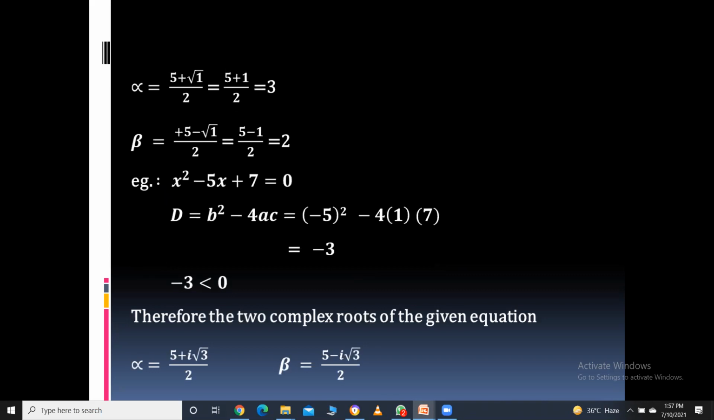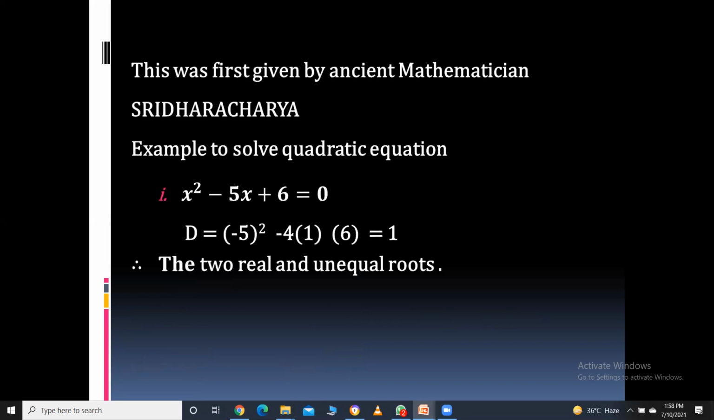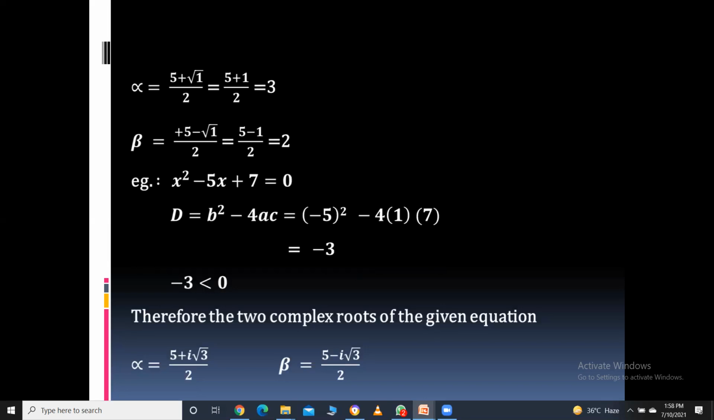In another example, x square minus 5x plus 7 is equated to 0. The discriminant comes out to be minus 3. So, as already explained, for these negative values we do not have real roots. They will have imaginary roots, that is alpha is equal to 5 plus iota under root of 3 by 2, and beta will be equal to 5 minus iota under root of 3 by 2, where iota represents under root of minus 1, which is an imaginary term. Now, this was the topic about quadratic equation.